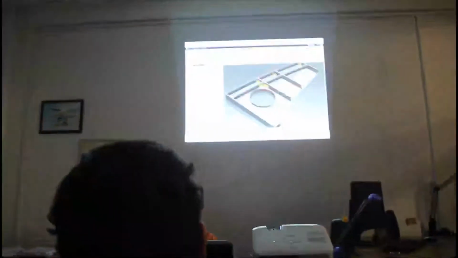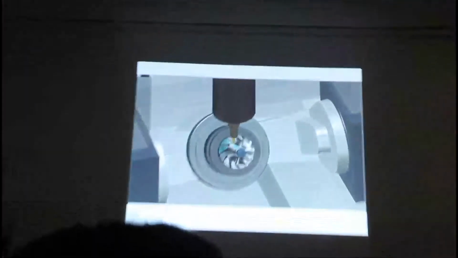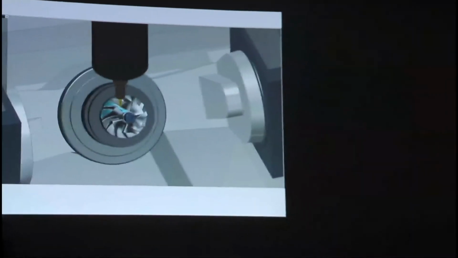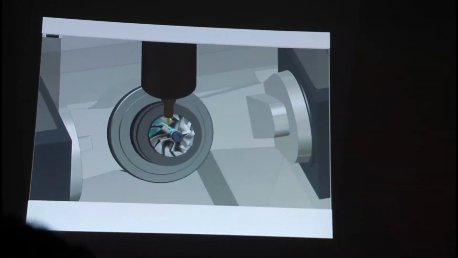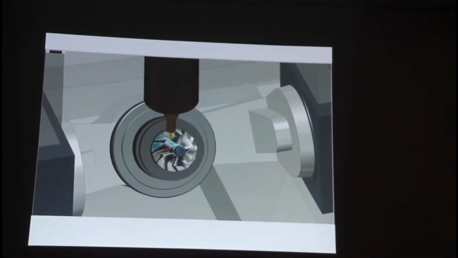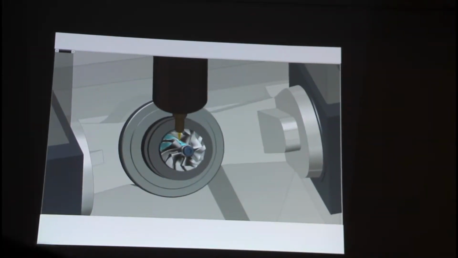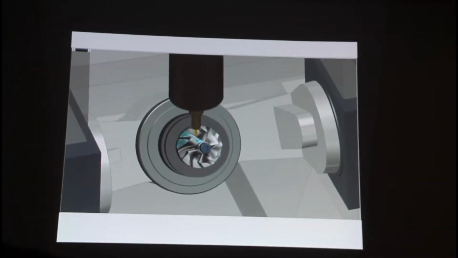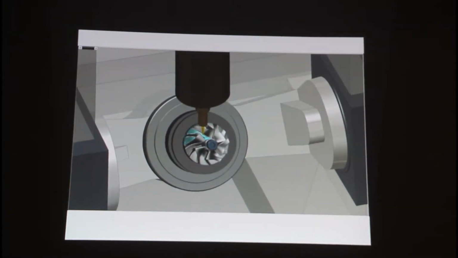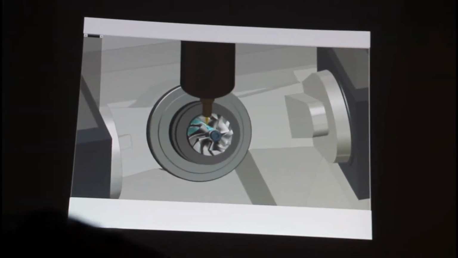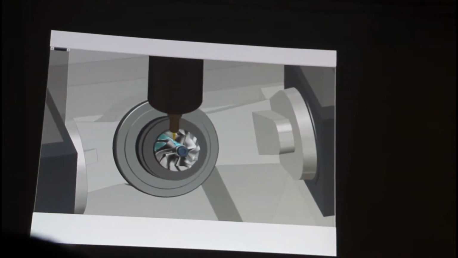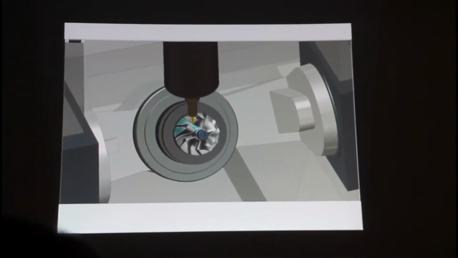Here is the machine simulation. We have to run the simulation of the machinery production to be sure that everything is correct, possible, and not too complicated. It is cheap if you destroy the virtual machine instead of the real machine.